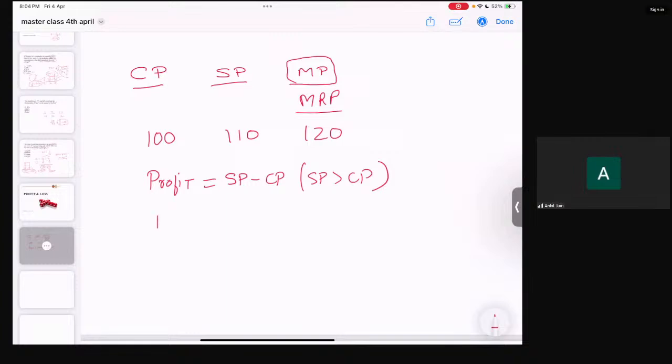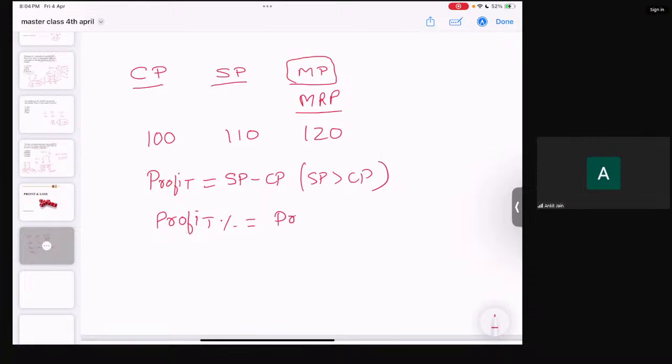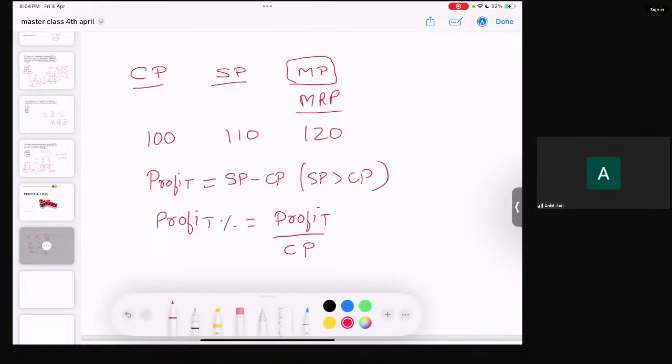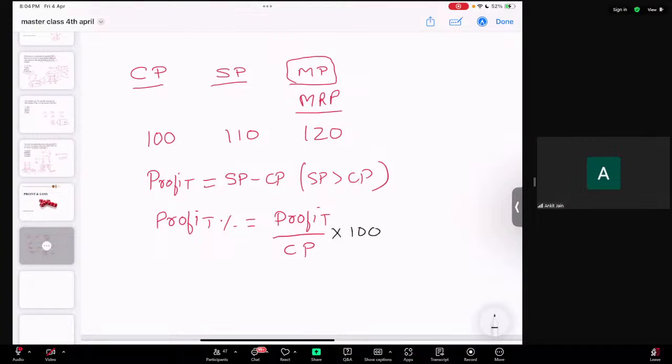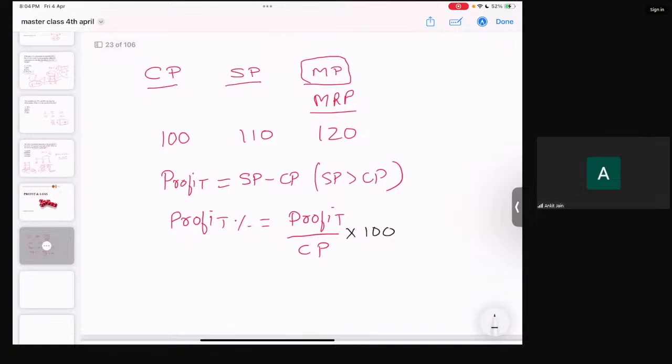And what is the profit percent? For profit percent, we calculate profit percent on cost price. So profit upon CP into 100 is the profit percent. Profit percentage is profit upon CP into 100. For profit and loss, the base is always the cost price. Same in case of loss.